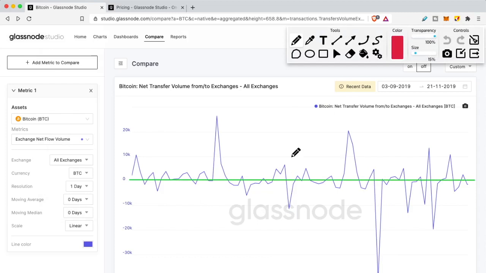Now let me show you how to read this chart. At first it looks a little bit confusing, but it's very simple. Right here where the green line is, this is the baseline at 0. For each day that this graph is above the green line, this means that more people are depositing Bitcoin into exchanges. And when the graph falls below this green line, this means on that day, more people are withdrawing Bitcoin from the exchanges. Well, what does this mean?